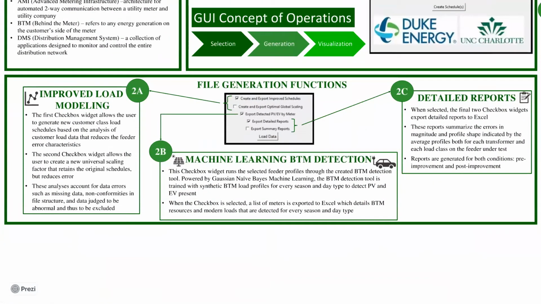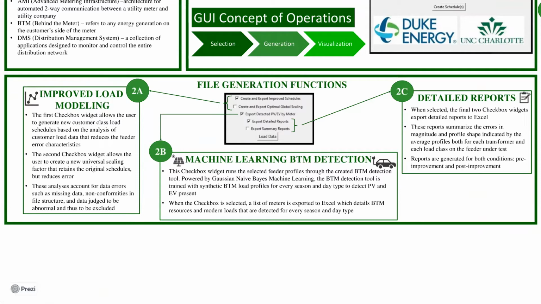The file generation functions portion of the GUI can be broken down into three main parts: improved load modeling, machine learning BTM detection, and detailed reports. The first two functions allow the user to generate new customer load schedules as well as create a new universal scaling factor for the original schedules.